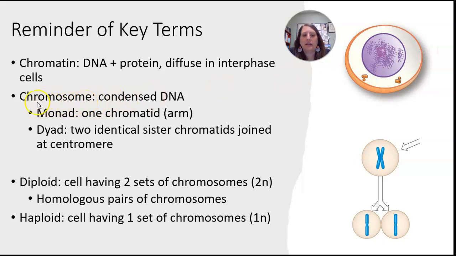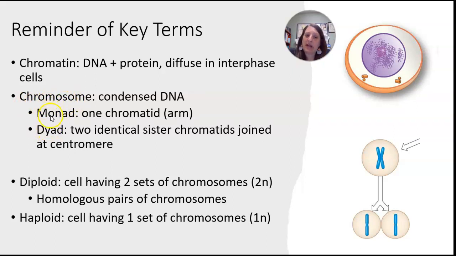During cell division, whether it's mitosis or meiosis, the DNA doesn't look like chromatin. Instead, it fully condenses into chromosomes. Remember, there are proteins involved here, fibrous proteins that help DNA to coil up and condense into chromosomes.